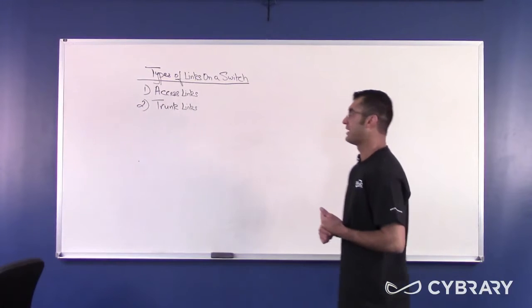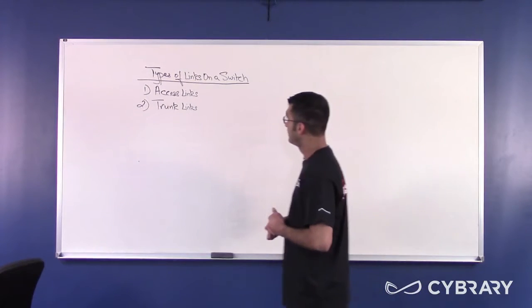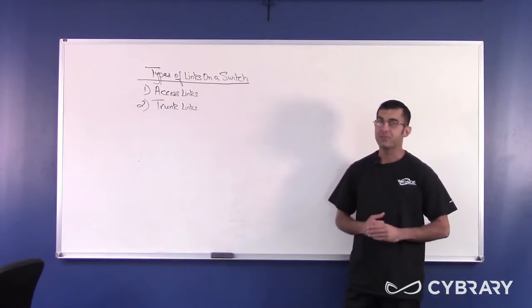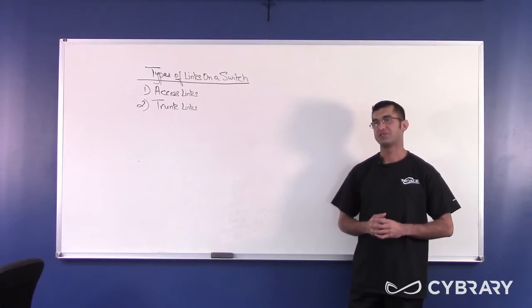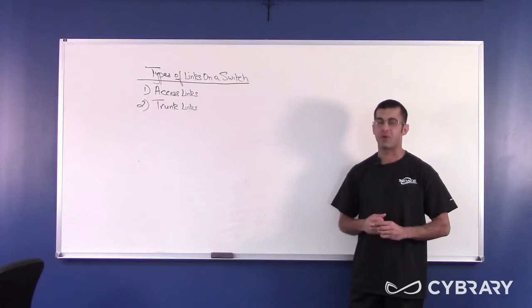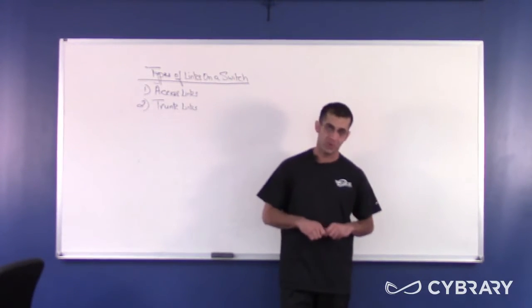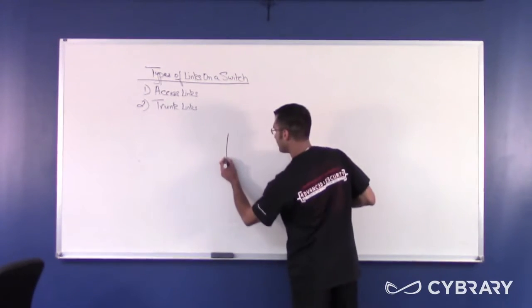So that was the first type of link we covered that can exist on a switch, which is your access link. The second type of link that can exist on a switch is your trunk link. A trunk link can carry more than one VLAN at a time. Why would that be needed?